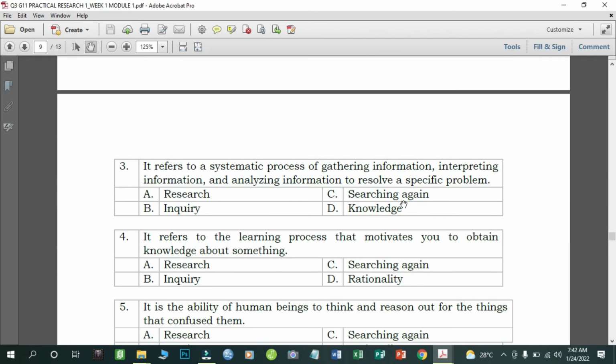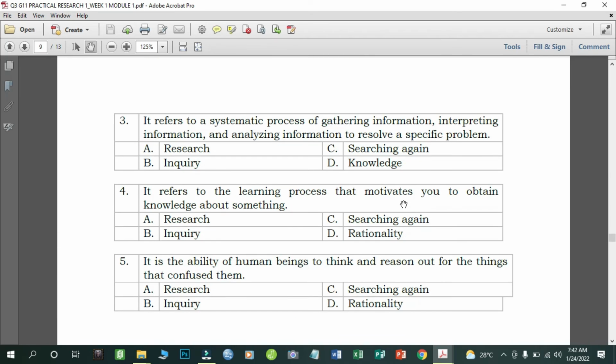Okay, number three. It refers to a systematic process of gathering information, interpreting information, and analyzing information to resolve a specific problem. A. Research. B. Inquiry. C. Searching again. D. Knowledge. Okay, the correct answer is letter B. Inquiry. You're right.